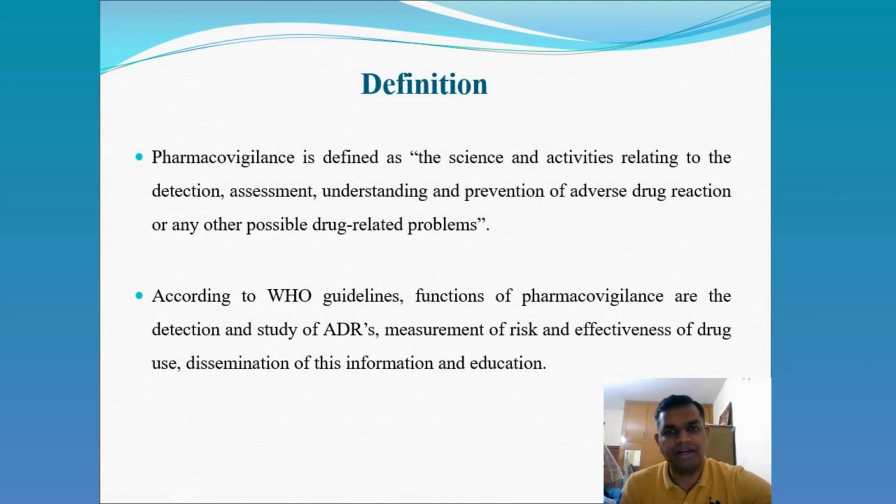Now first we cover the definition part. Pharmacovigilance is defined as the science and activities relating to the detection, assessment, understanding and prevention of adverse drug reactions or any other possible drug related problems. According to WHO guidelines, functions of pharmacovigilance are the detection and study of adverse drug reactions, measurement of risk and effectiveness of drug use, dissemination of this particular information, and lastly, education.